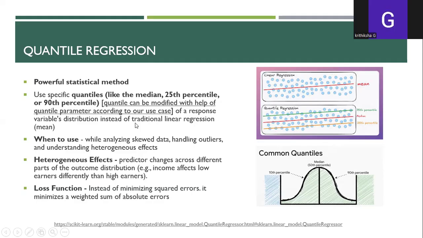And coming to the loss function, which is the calculation of the quantile regression. In linear regression, it is calculated by minimizing the squared errors. But in quantile regression, it is calculated by minimizing the weighted sum of the absolute errors. So this is how it works.